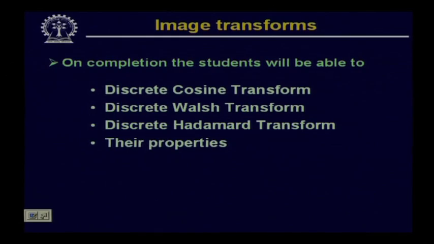Now, during the last two classes, when we talked about the discrete Fourier transformation, you might have noticed one thing: this discrete Fourier transformation is nothing but a special case of a class of separable transformations. Some of these discussions we have done while we talked about the unitary transformation. Before we start our discussion on the discrete cosine transformation, Walsh transformation or Hadamard transform, let us have some more insight on this class of transformations.